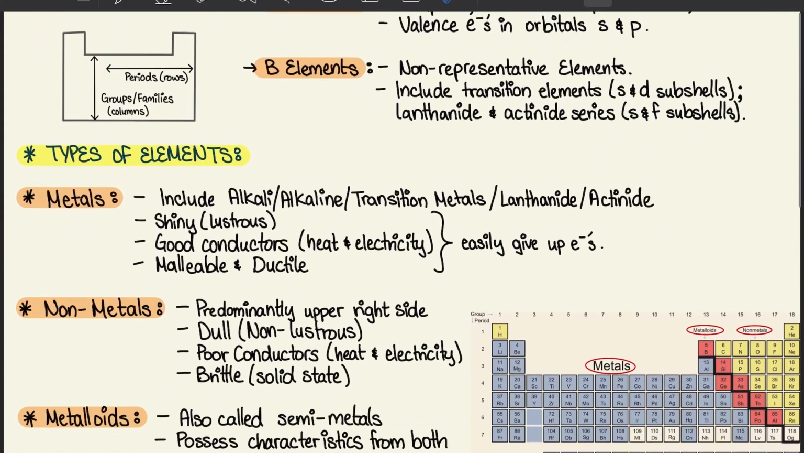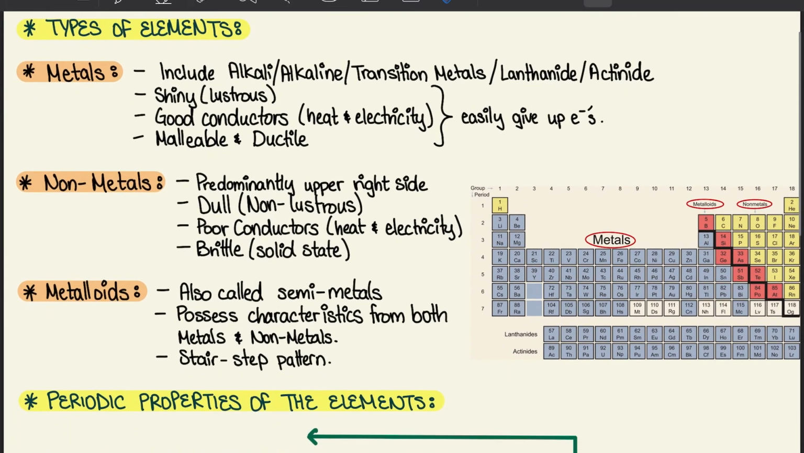So moving on to 2.2, we're going to talk about the types of elements. There are 3 main ones, which is metals, nonmetals, and metalloids. Metals include alkaline, transition metals, lanthanide, and actinide. They're shiny, they're lustrous, they're good conductors of both heat and electricity, and they're malleable and ductile. That just means that they're easily bendable and if you apply pressure, you can change their shapes. And they easily give up electrons.